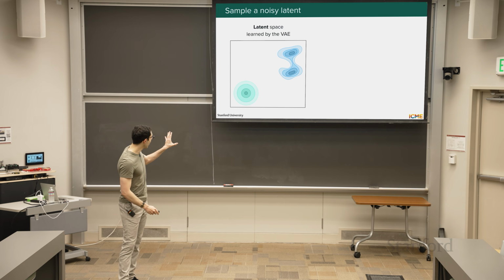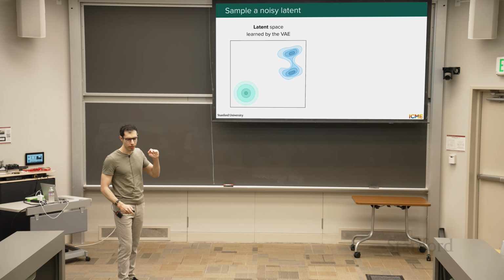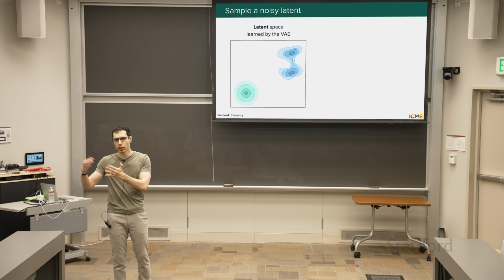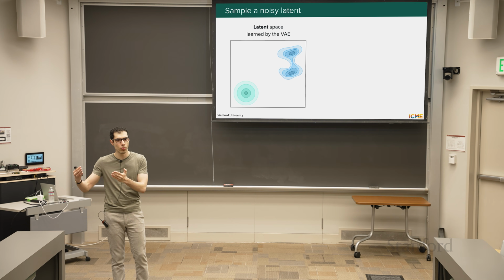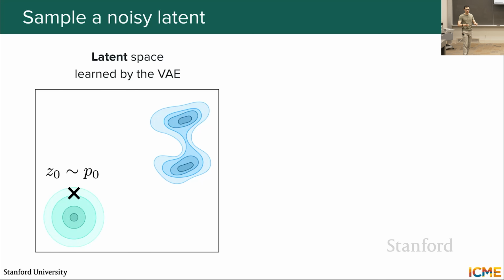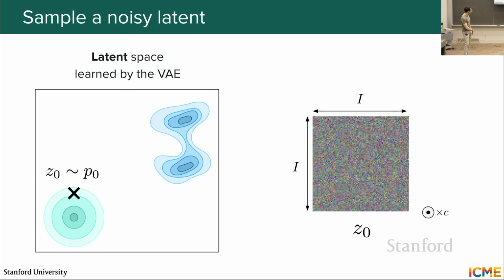And you see you have 2 distributions. You have on the bottom left the initial distribution, which is very easy to sample from, and the target distribution, which is the one that you want to sample from. So what you do is you sample from your easy distribution, typically a Gaussian distribution in your latent space. Let's call it Z0. And you obtain this thing, dimension I times C.